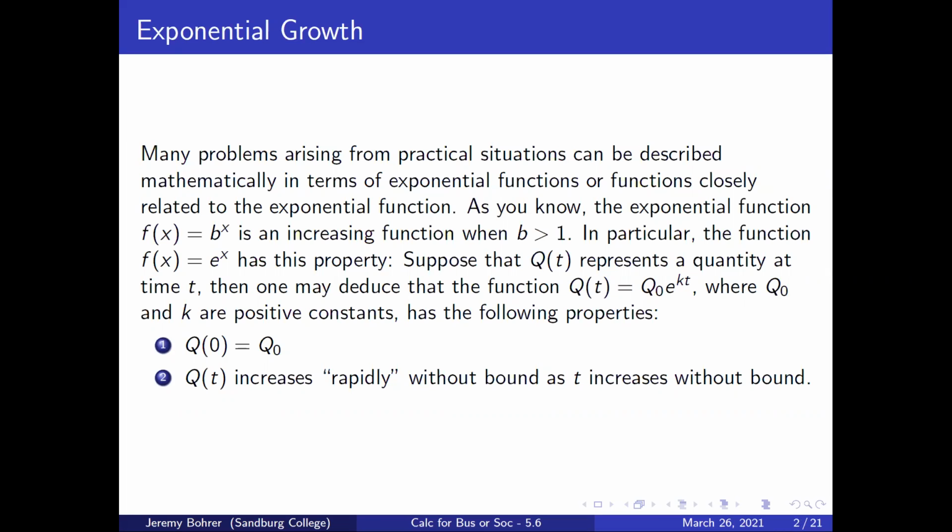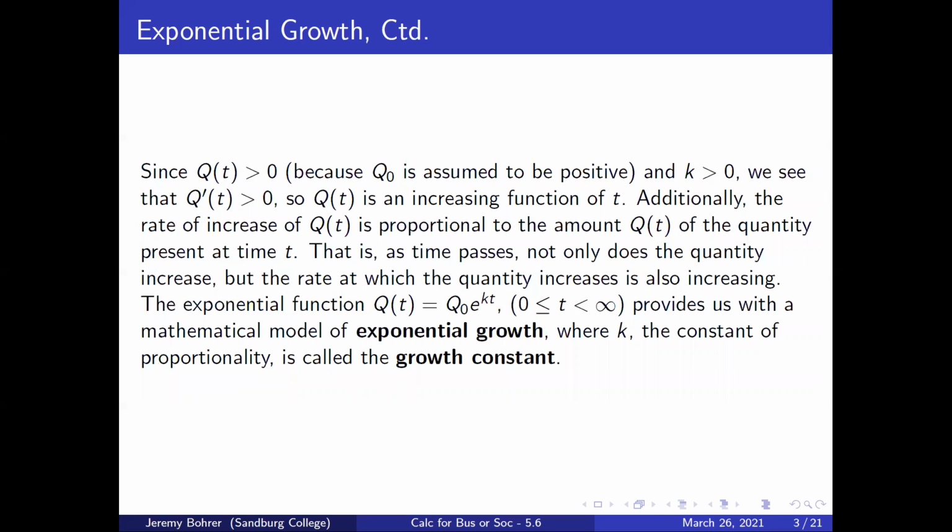Suppose that Q(t) represents a quantity at time t. Then one may deduce that the function Q(t) = Q0 (Q naught) times e^(kt), where Q naught and k are positive constants, has the following properties. Q(0) equals Q naught, and Q(t) increases rapidly without bound as t increases without bound. Since Q naught is assumed to be positive and k is greater than 0, we see that Q'(t) is greater than 0. So Q(t) is an increasing function of t.